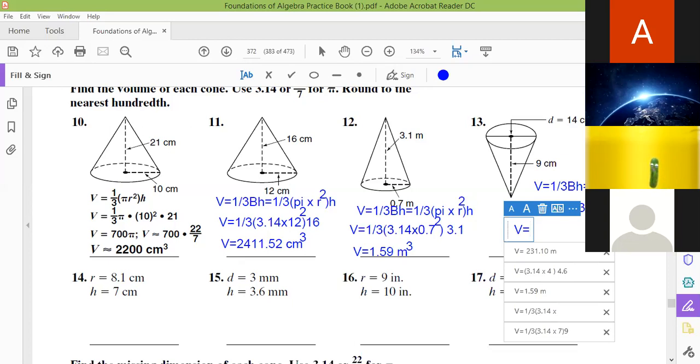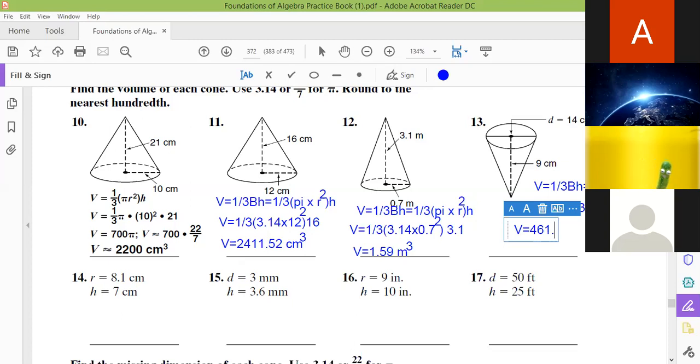461.58. You can round it to 462. Okay, use the same one if you want. So it's cm, centimeters, cube. Teacher, what is 14 diameter?